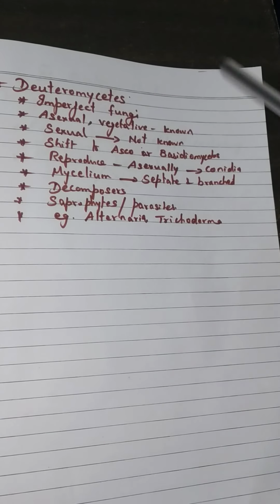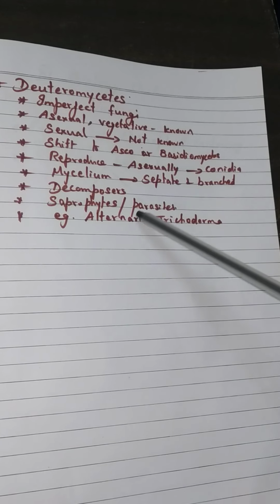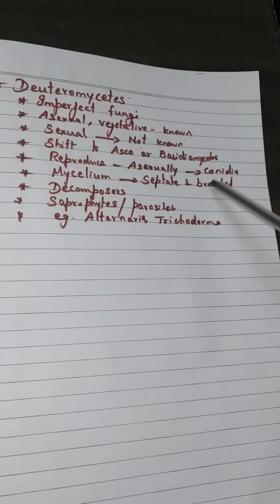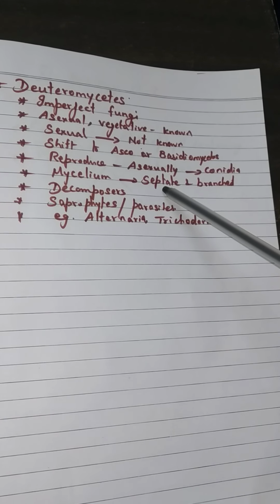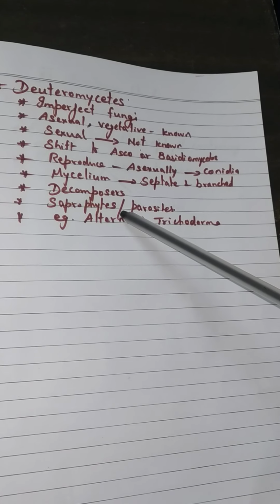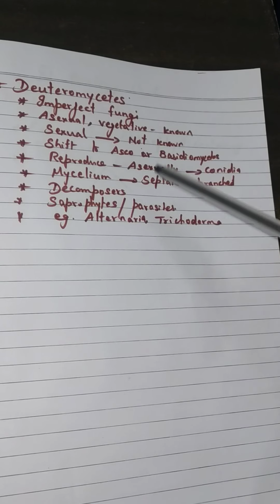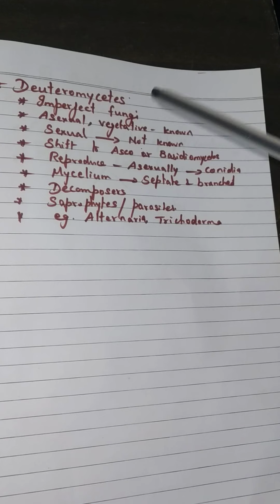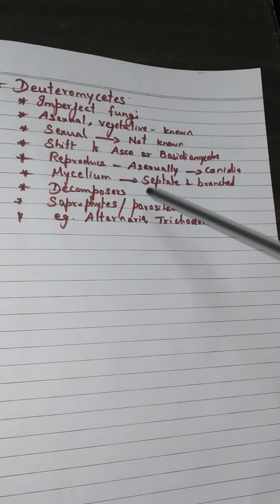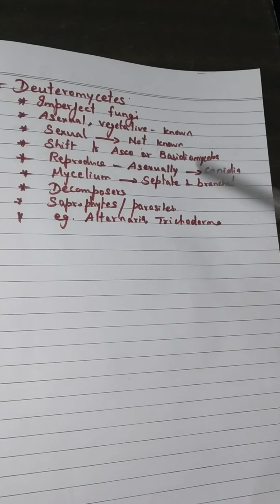The Deuteromycetes reproduce only by asexual spores known as conidia. The mycelium is septate. They have cross walls and they are branched. Some may be saprophytes or parasites, while a large number of them are decomposers. They are decomposers on litter and they help in mineral cycling. Some examples are Alternaria and Trichoderma.